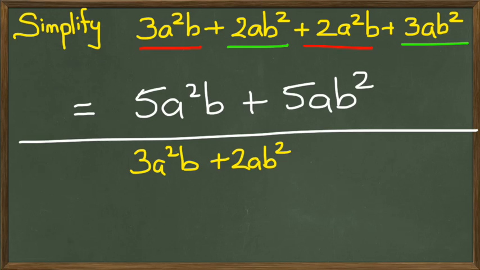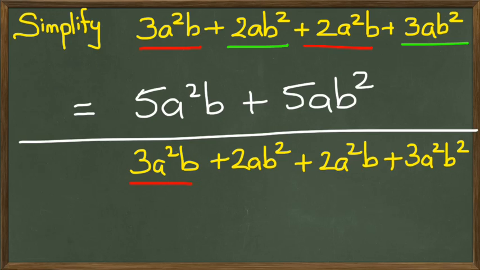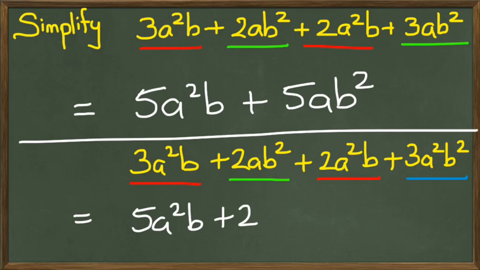What about if we had the same question, but with this? Have a look and tell me what's going to happen here. We've got 3a squared b. Do we have another a squared b? Yep, 2a squared b. And that's it. What about this one? It's going to stay alone, by itself. So what's the answer going to be? 5a squared b plus 2ab squared.